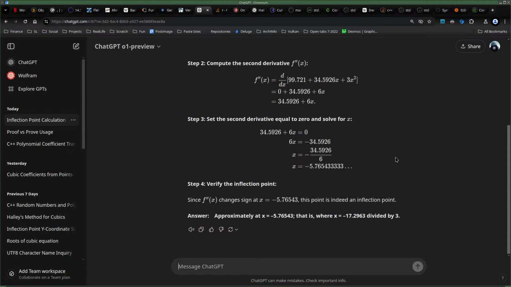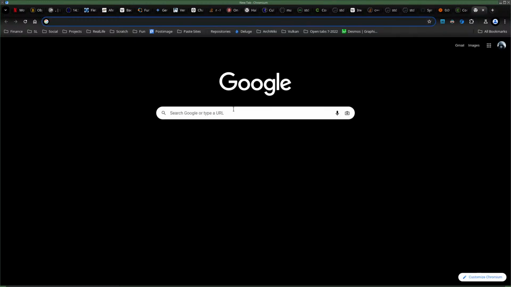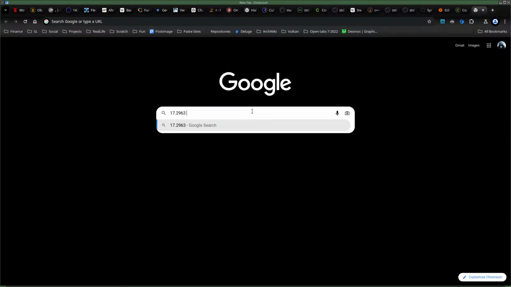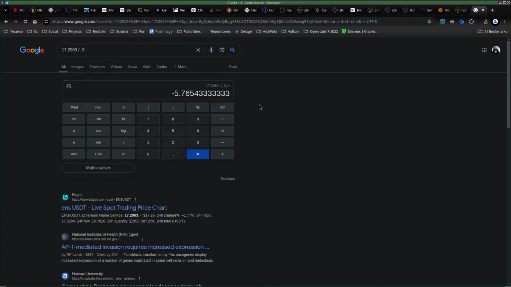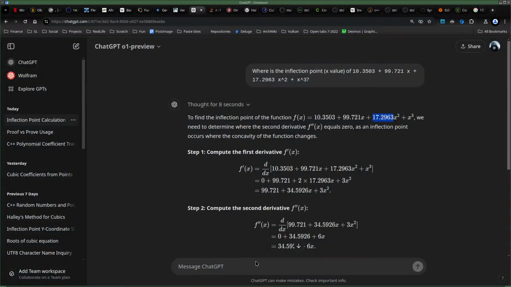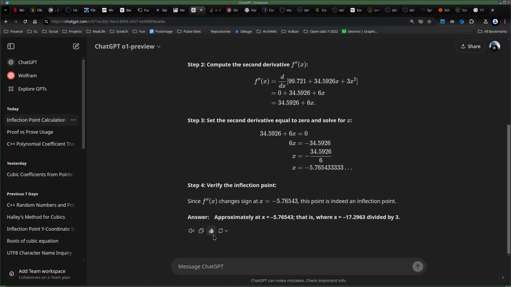Okay, so then we can verify that, because that should be minus this value divided by 3. So this value divided by minus 3, which is minus 5.765. Minus 5.765. Yes, it's totally correct.